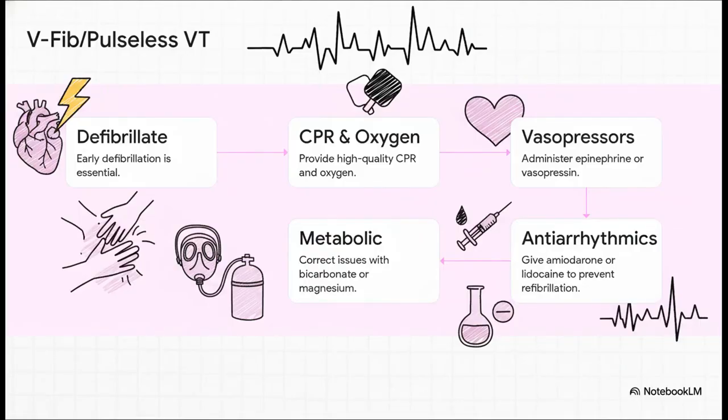So you see this. What do you do? What's the plan? Job number 1, shock them. Early defibrillation is the only thing that's going to reboot this chaos. While someone's getting the defibrillator, you're on the chest, starting high-quality CPR and getting oxygen on board. After the shock, you bring in the drugs. Epinephrine to boost blood pressure, and antiarrhythmics like amiodarone to try and stabilize things and keep it from happening again.